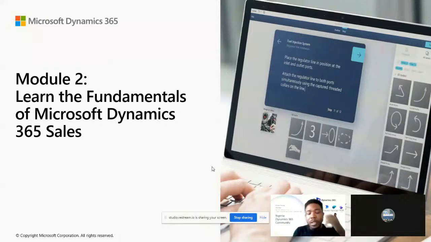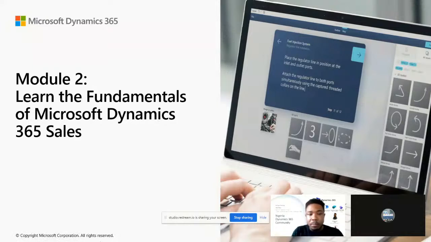Like we mentioned last week, we have each of these modules. We have the sales module, the customer service module, and also field service, project service automation, now project operations, right? In the course outline for MB-910 we also have marketing, which we're also going to touch on in this training. But today we're just going to focus on Dynamics 365 Sales.